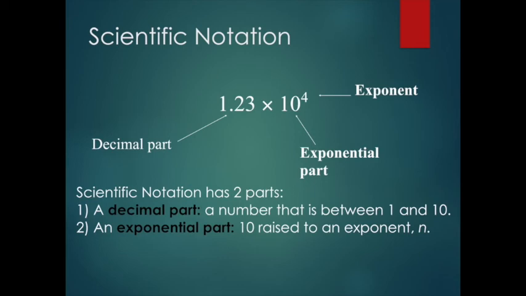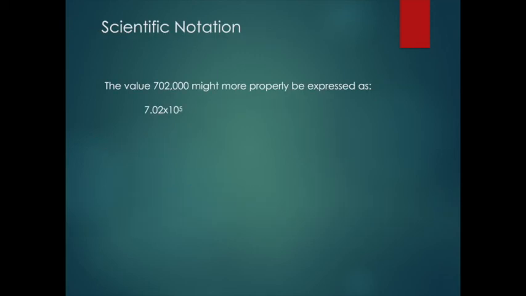So the exponent represents if we have a very large number or very small number. So if the exponent is positive, we have a very large number. If the exponent is negative, then we have a very small number. So I'm going to show you here how to put a number into scientific notation.